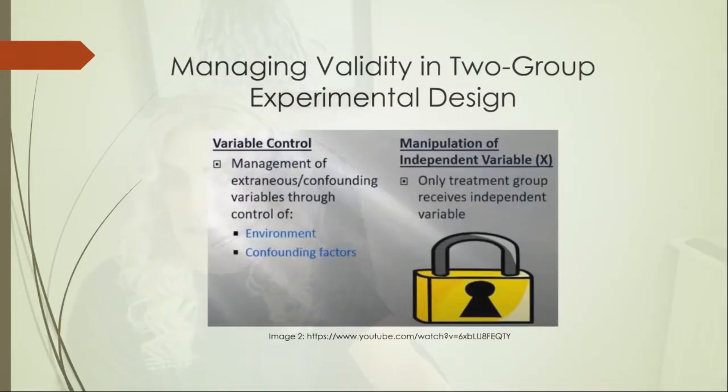When we're managing validity, we want to make sure that we are managing extraneous and confounding variables. So again, some of those variables and factors that may be anticipated or unanticipated as we carry out the study. These can exist in the environment as well as manipulating the independent variable. So only treating the treatment group. Control group is not treated.